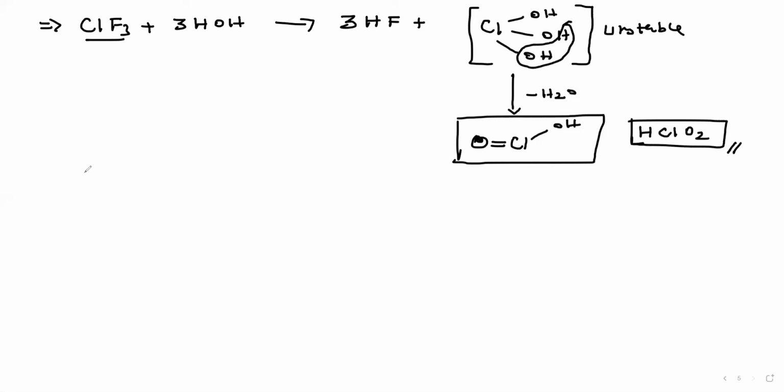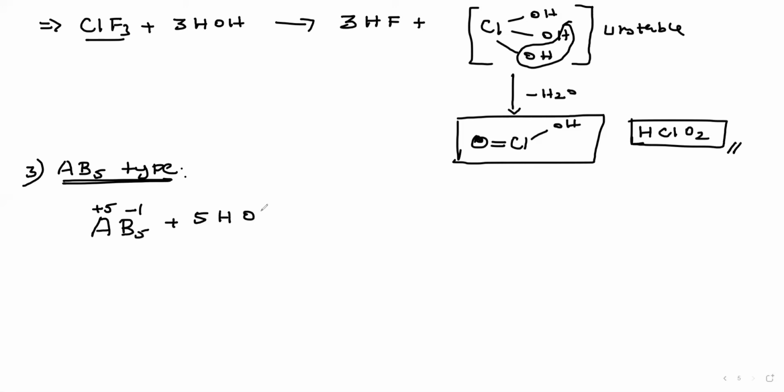Now the next type is called AB5 type. Please note, AB5 type, same example. I take AB5 here. Now you know your side atom should be -1 and this is +5. Then I take 5 moles of water, 5 HOH. Same, here plus, here minus. They form what?